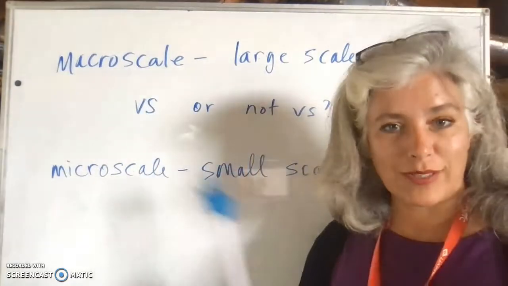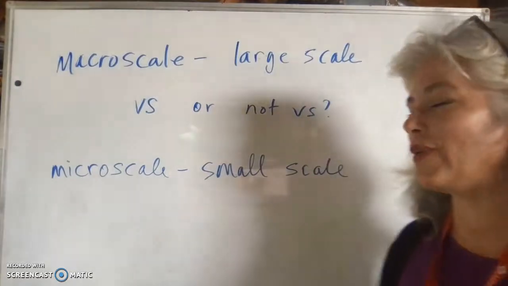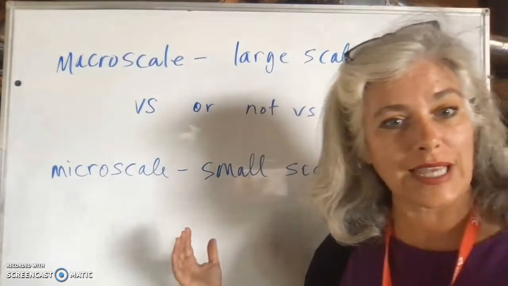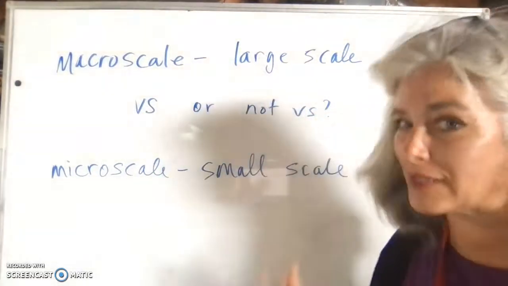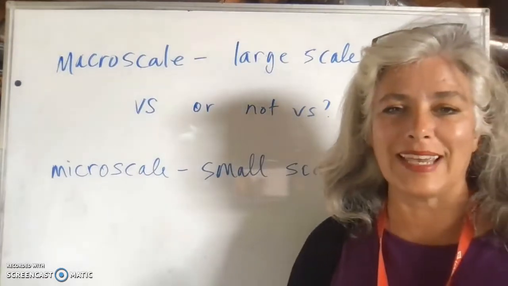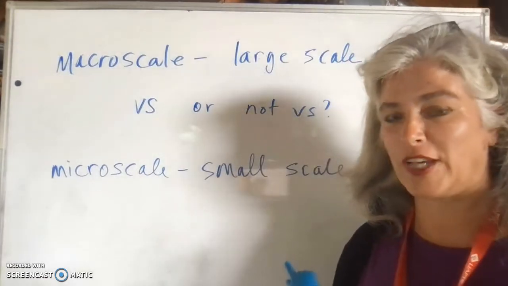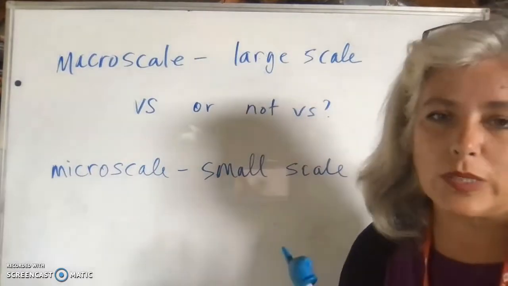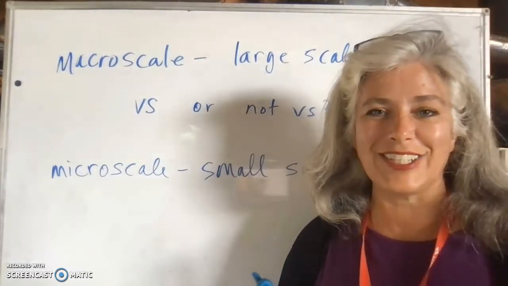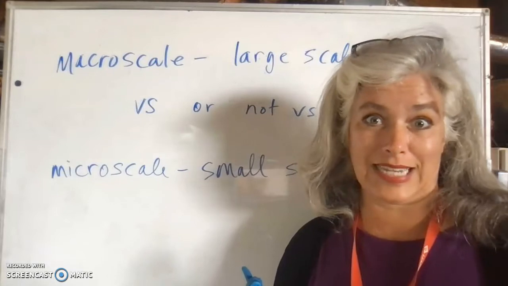Macro scale and micro scale are the two words that we're talking about, so you need to be able to have those in your notes, and not only these little skeleton notes, like I mentioned, but also some of the other golden nuggets of information that I provide to you in the explanation of these things.